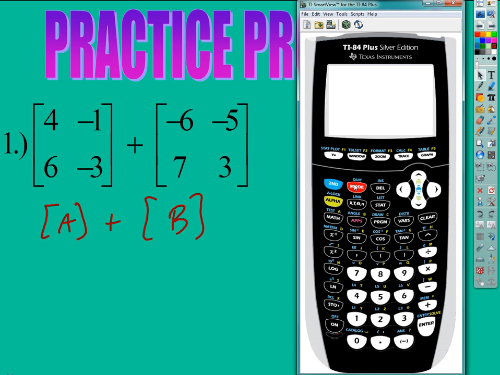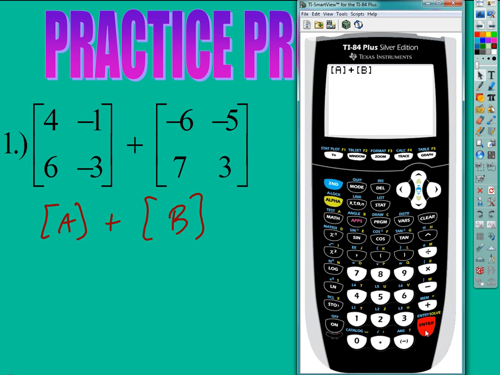And then all we have to do now on our home screen is just do matrix A plus matrix B. So I go second matrix A, so just 1 for A, plus second matrix 2 for B, hit enter, there's the answer. How about that?